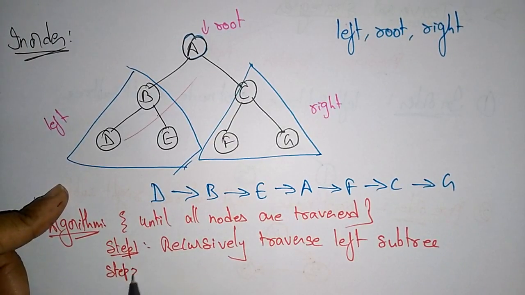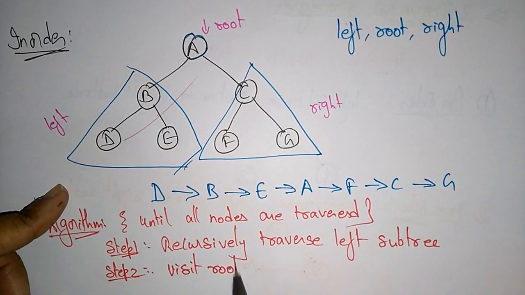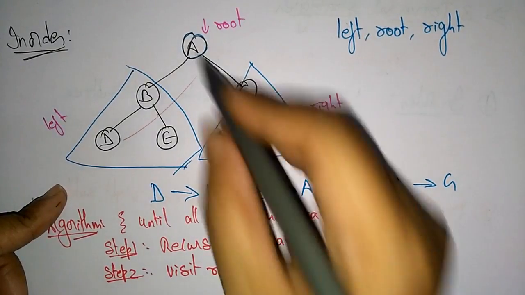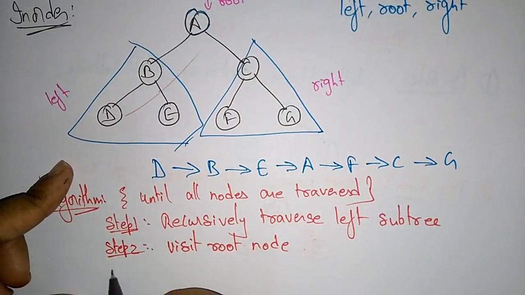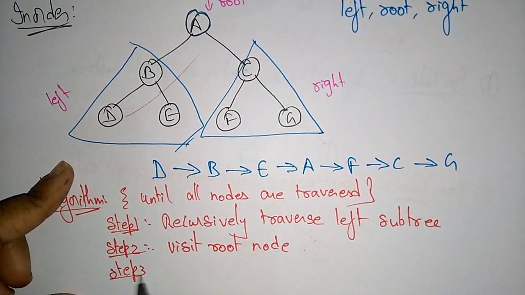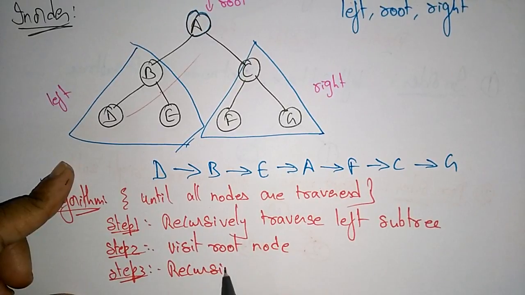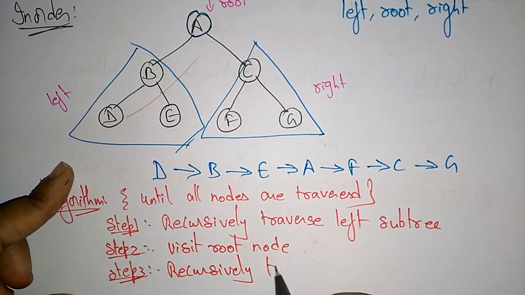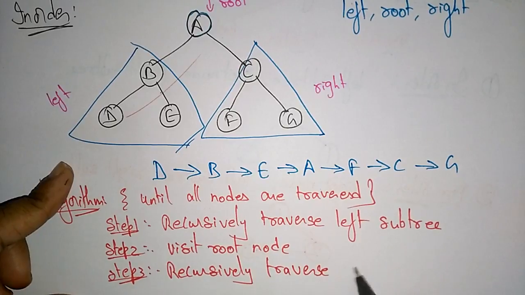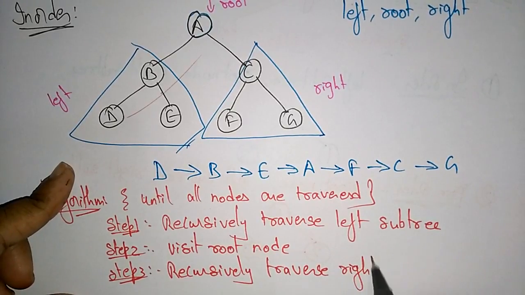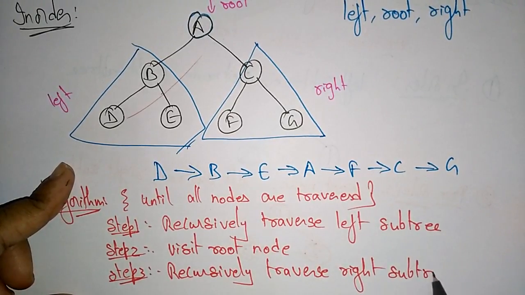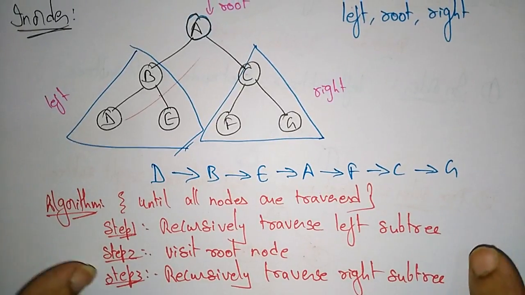After that, step two, visit root node. After that, step three, recursively traverse right subtree. So this is the algorithm for the inorder.